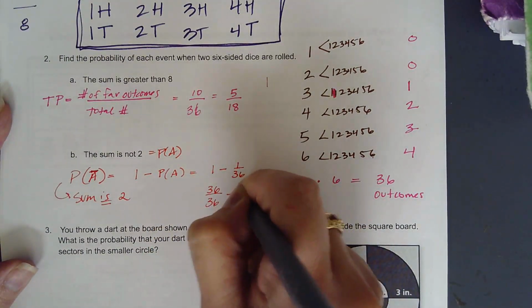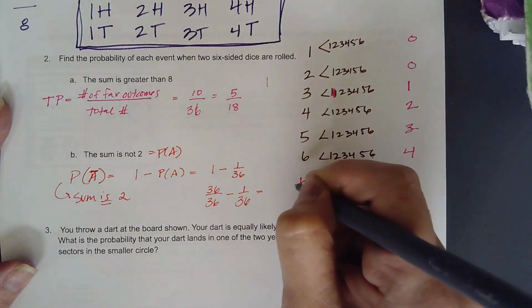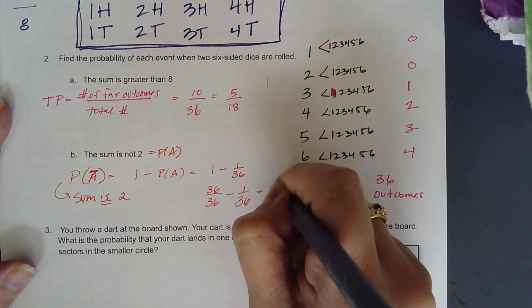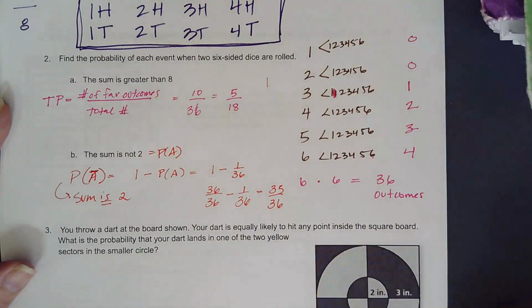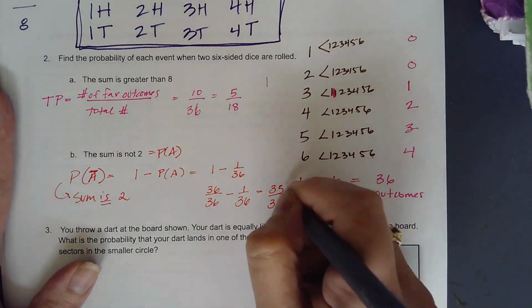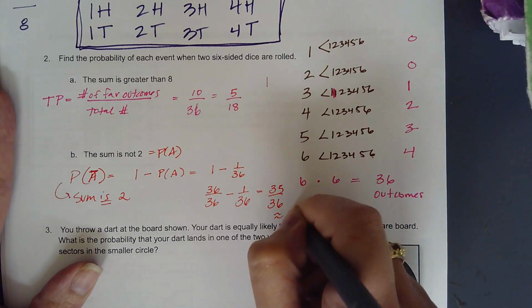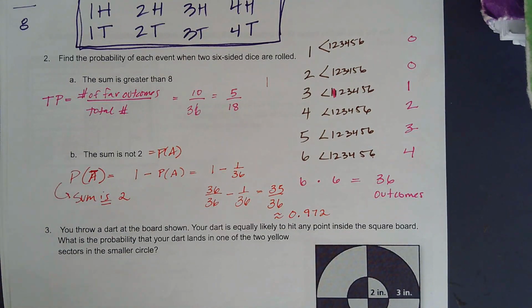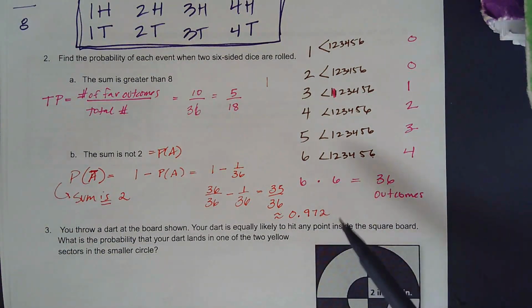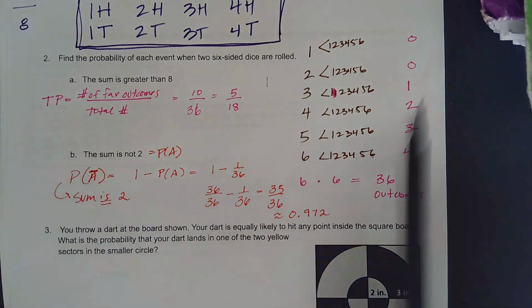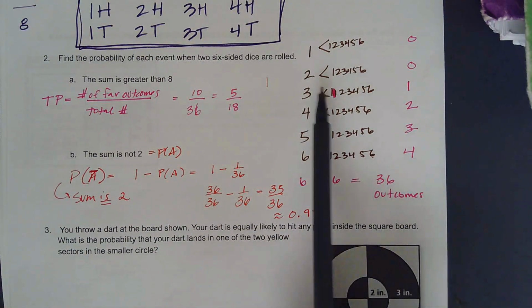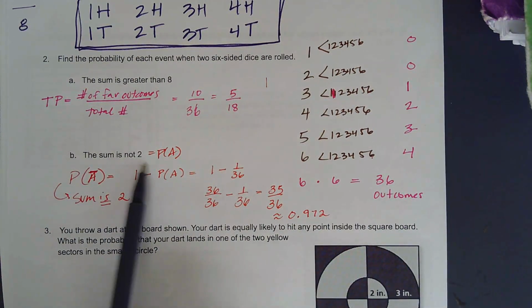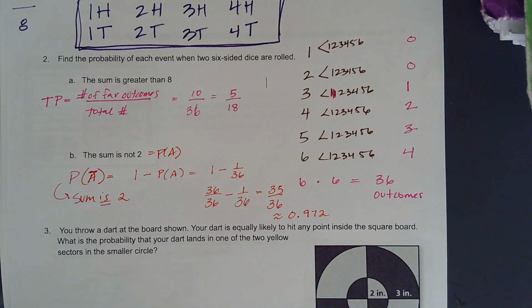36 out of 36 minus 1 out of 36 gives me 35 out of 36. And so if we wanted to write that as a decimal, take 35 divided by 36, I get approximately 0.972. So there's a pretty high percentage, right? It's about 97.2% that if I roll two dice, I'm going to get a sum that is not 2. So that might be a scenario in which you'd use that whole not thing.